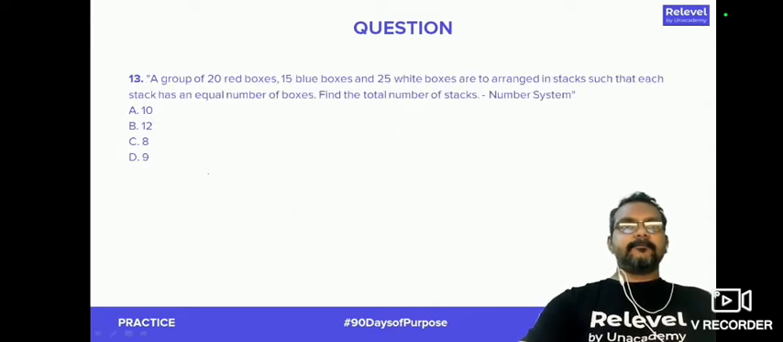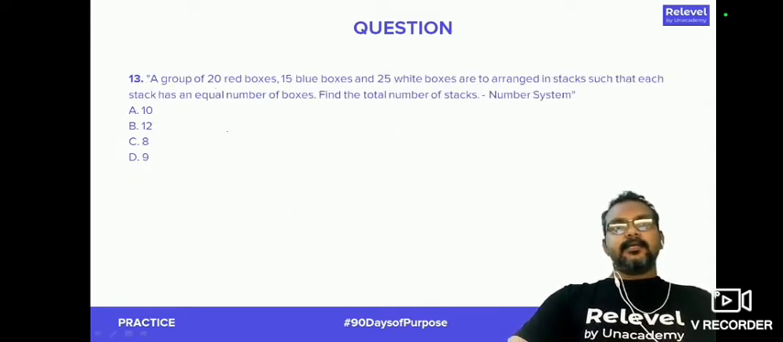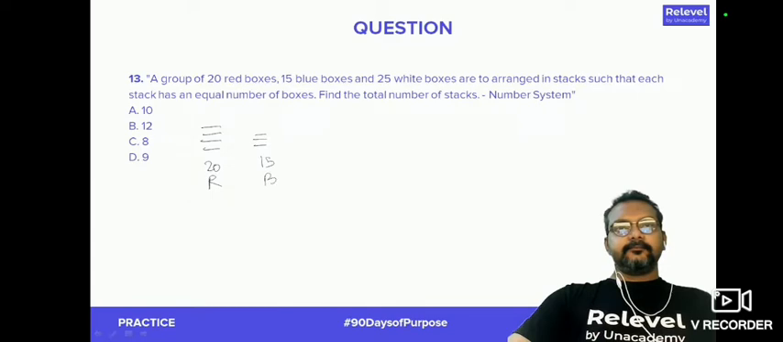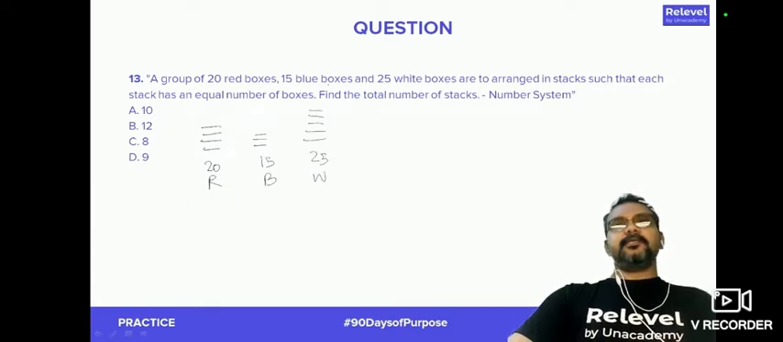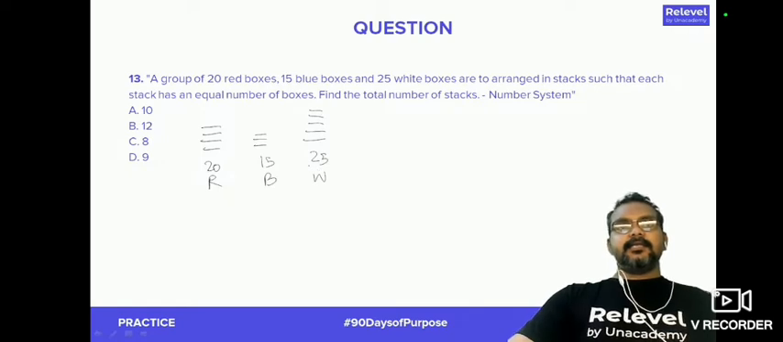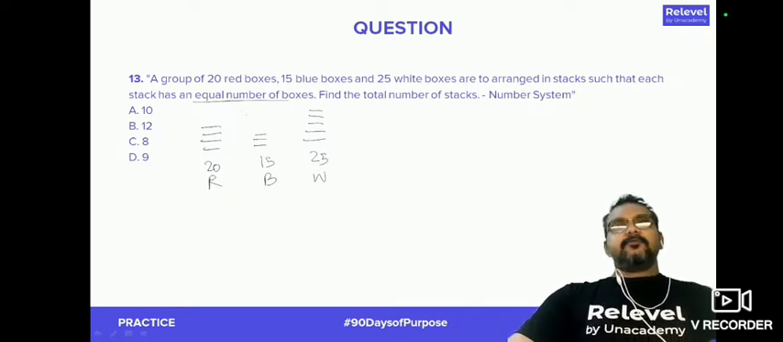Next. It says 20 red boxes. So there are 20 red, 15 blue boxes, and 25 white boxes. They have to be stacked in such a way that each stack has the same number. So what will be that number?